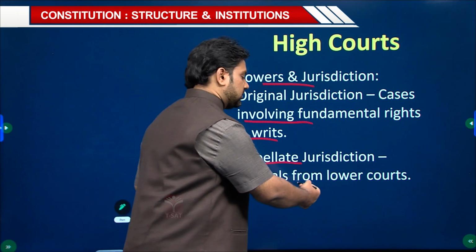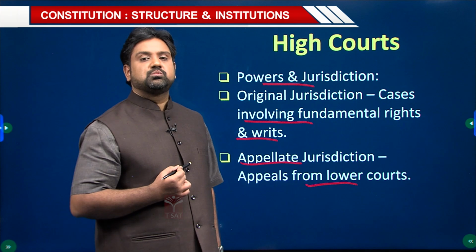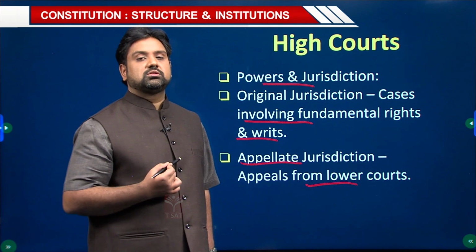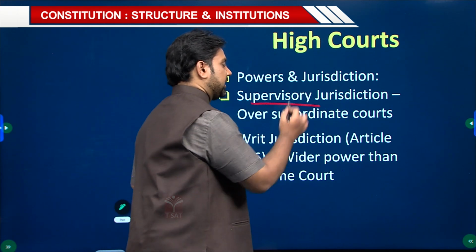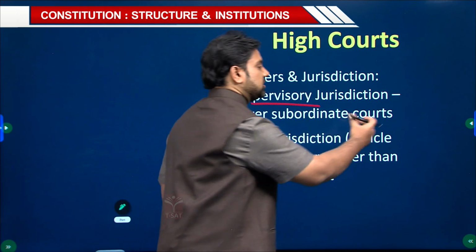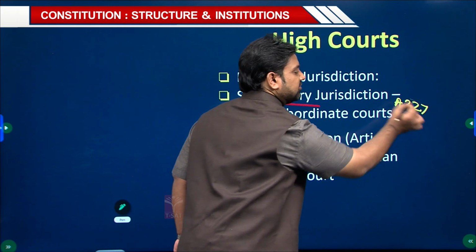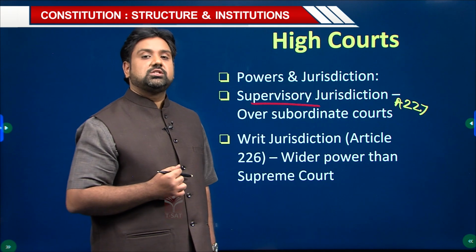Appeals against the orders passed by the lower courts from time to time. So, the High Courts also have the appellate jurisdiction. Now, they also have something called supervisory jurisdiction under Article 227. So, Article 227 speaks about the supervisory jurisdiction.